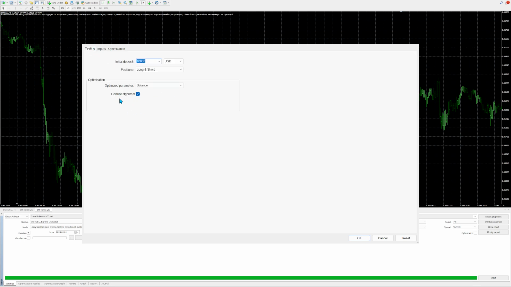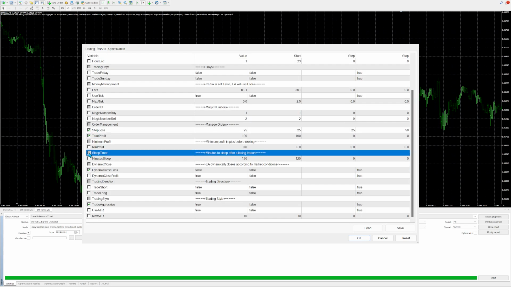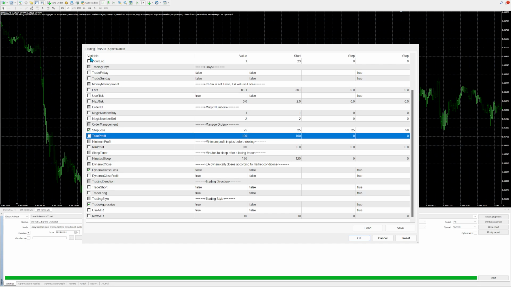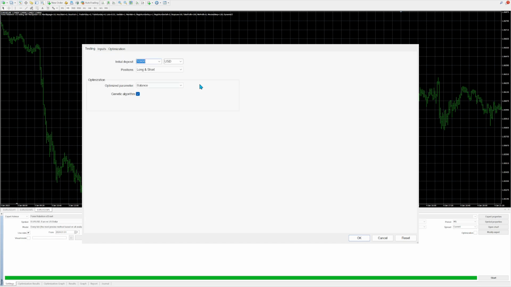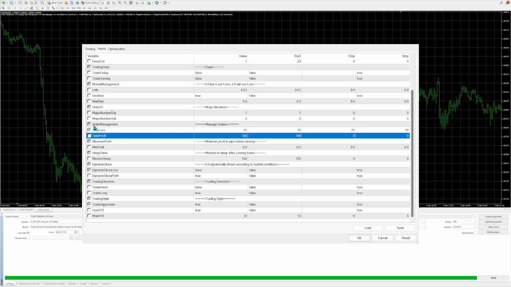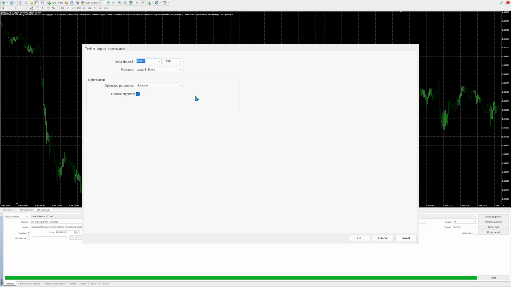It's worth mentioning that we have this genetic algorithm checked. Okay, so what this does is it basically filters the optimization to only optimize what the strategy tester thinks will produce the best results. Okay, if you have this unchecked, it will just do every single combination. So depending on how many of these you have selected to test, the time taken will be different. The more you have that you want to optimize, the longer it will take, basically.